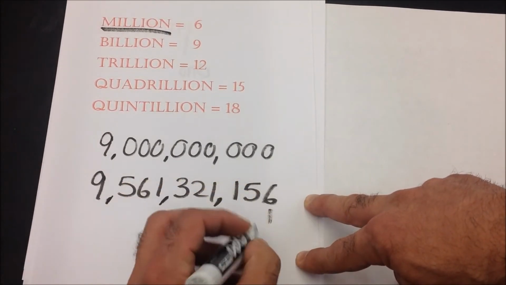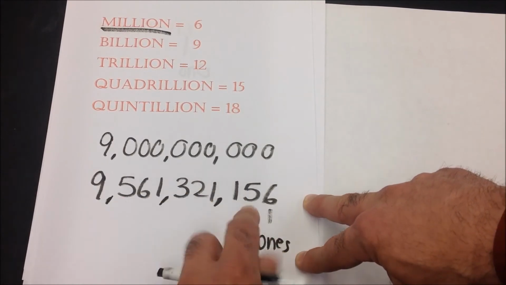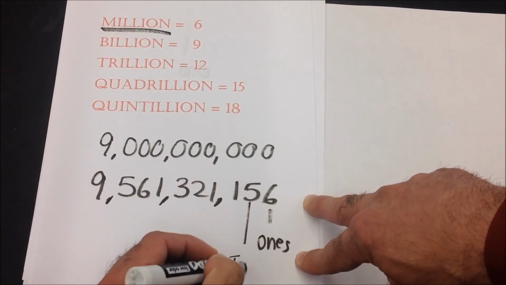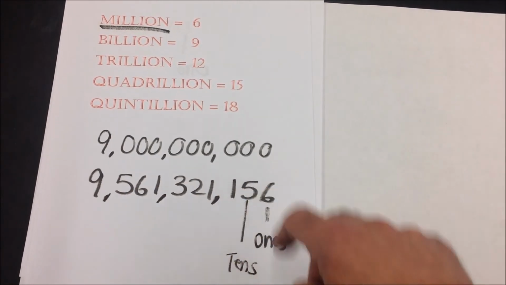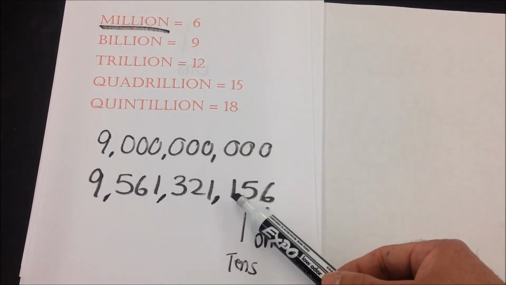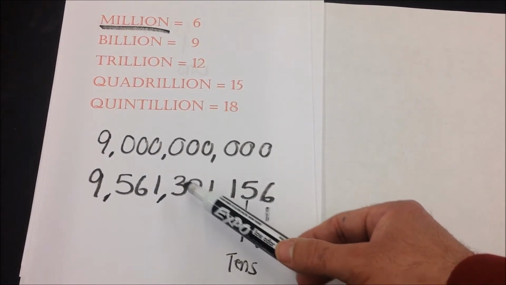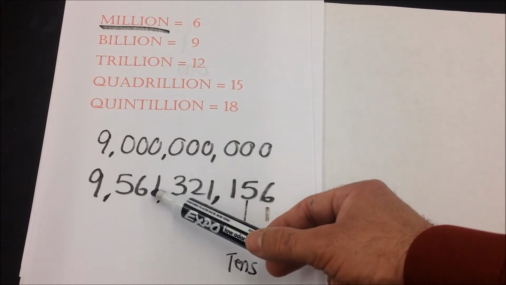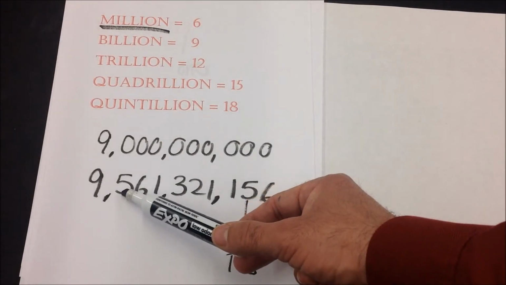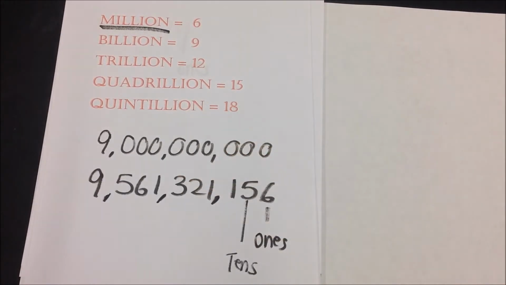The 6 is in the ones. The 5 is in the tens place. The 1 is in the hundreds. Then we have 1,000, 10,000, 100,000. We have million, 10 million, 100 million, billion. And it keeps repeating.